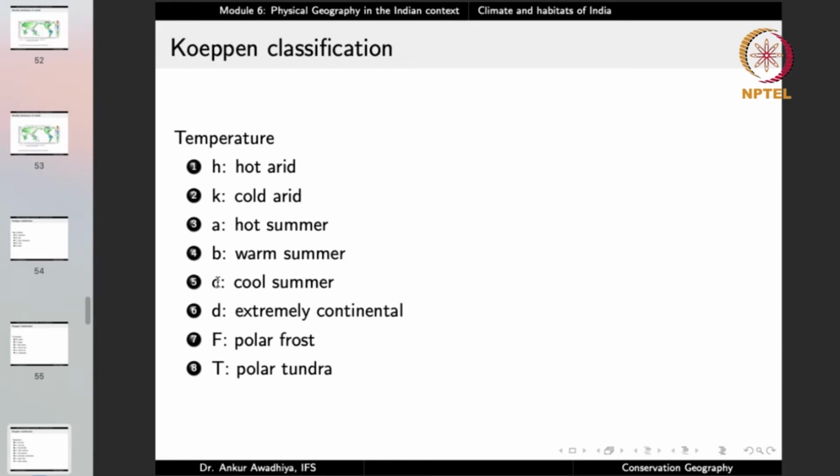F refers to polar frost, which means that these areas are always under ice. They are permafrost areas. So things such as the ice caps. If you talk about, say, Antarctica, Antarctica is a polar frost area. In our country, some areas that are under glaciers, such as the Siachen glacier, they will come under such a category. We also have polar tundra, which is again a polar sort of a climate, but still there are certain seasons where it becomes a bit cooler and not that cold. So these are the 8 temperature classifications in Köppen classification.